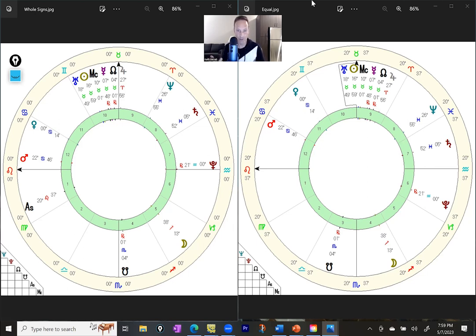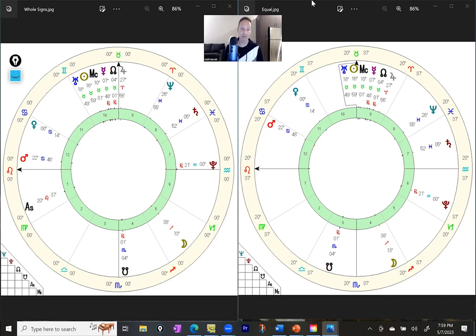What I mentioned when we were reviewing the CoStar site is that in that first house on the screen on the left, you'll see an AS in the first house. That is the ascendant, right? You see AS and next to it is 20 degrees, 37 minutes. So that is the ascendant. With whole signs, the ascendant isn't exactly at the ascendant position, it falls in the first house.